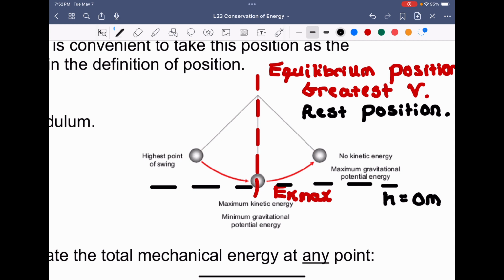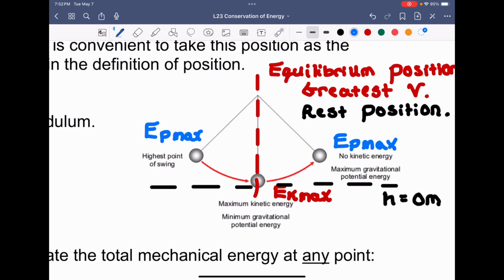Now, if this thing is swinging backwards and forwards, we know the EK is maximized here at the equilibrium position. It also has the greatest speed, but we also want to look at what's happening at the endpoints. At the highest points, we have a potential energy which is maximized. To nobody's surprise, if it's at its highest point, that means it has the most height. We maximize our potential energy.